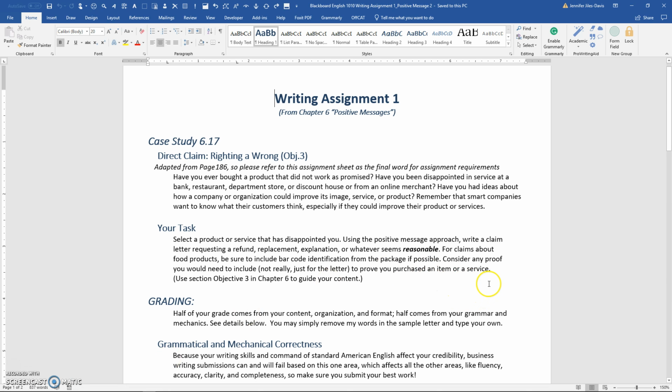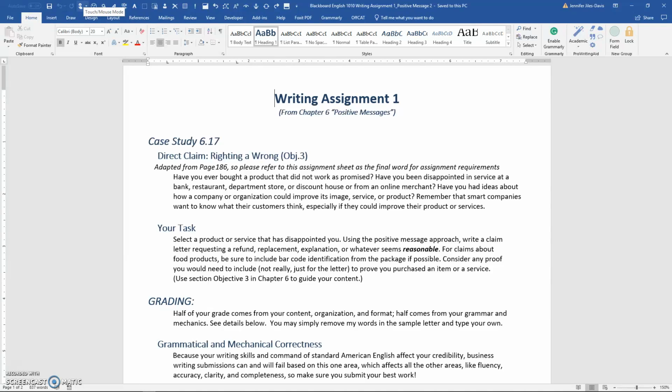Next week you're going to be reading and studying chapter 6, positive messages. And so I want to clarify positive messages. I think it's misleading. It sounds like you're only going to be reading about or writing positive or happy or good messages where you're thanking somebody or congratulating somebody. And that is not what that chapter is about. So please read it carefully.